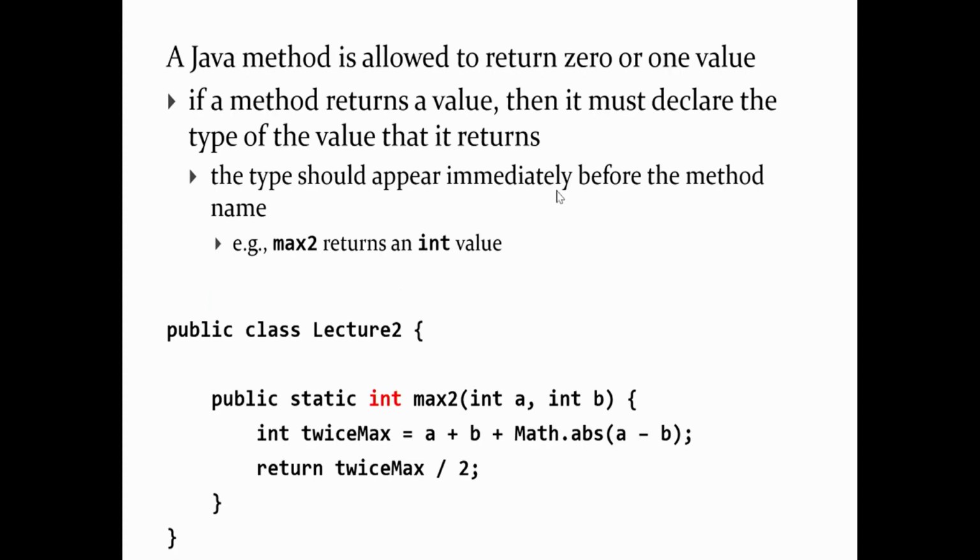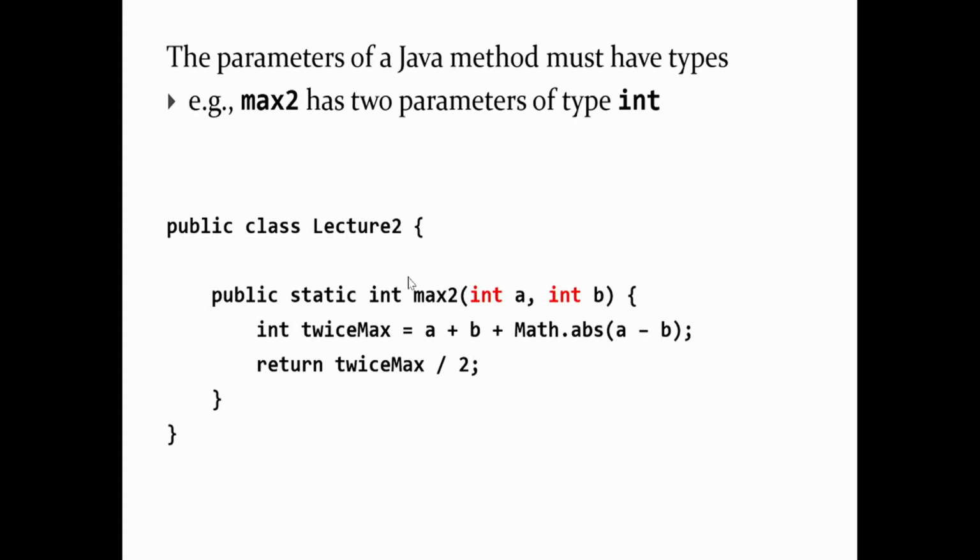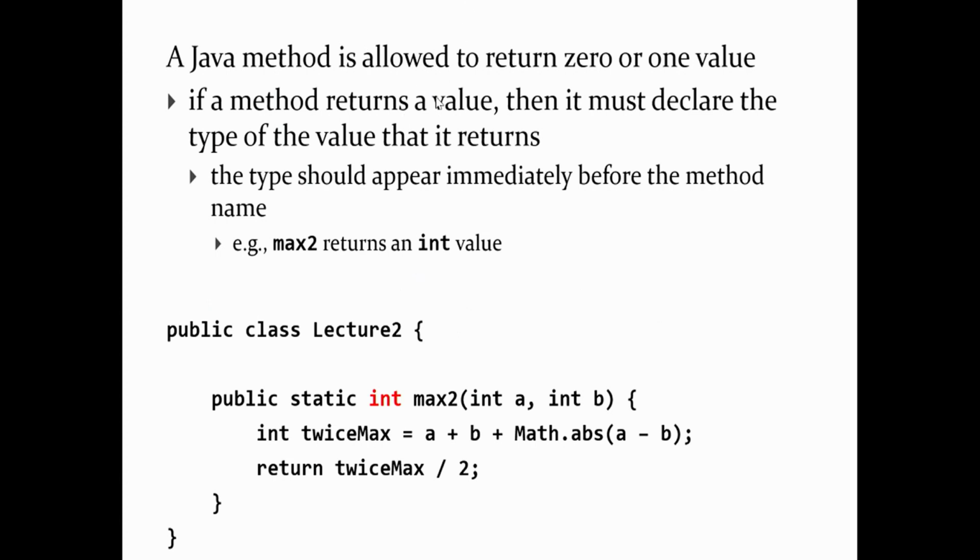Did I fix the, oh, see, I fixed these ones. I didn't fix the earlier ones. Okay. So a Java method is allowed to return 0 or exactly one value. You cannot return more than one, which is a little bit annoying. If a method returns a value, it must declare the type of value that it returns. So I want max2 to return the max of A and B. What's the type of A and B?